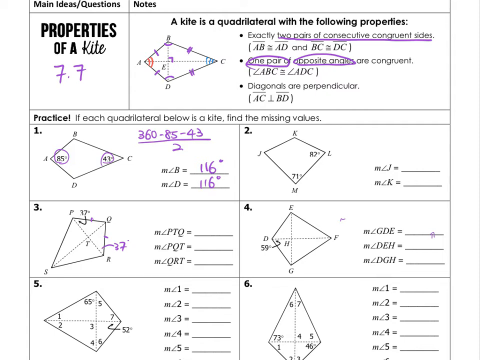I have PTQ. PTQ is the easiest. That's 90 degrees because the diagonals are perpendicular to each other. And then I have QRT here. That's 37 degrees. And PQT. If I have 37 degrees, I have 90 degrees here. In this small triangle, I can use 180 minus 37 minus 90, and I should have 53 degrees there. Okay?